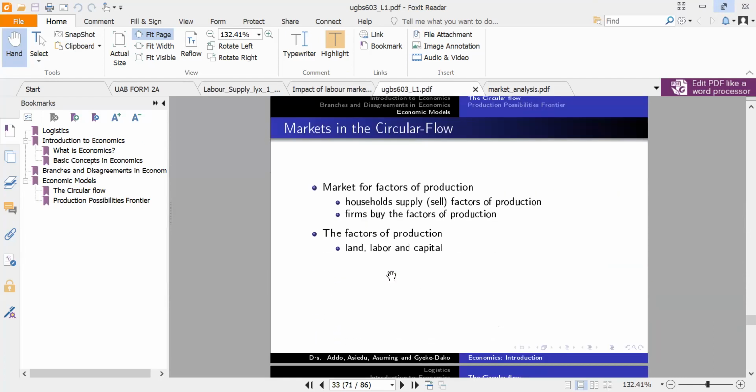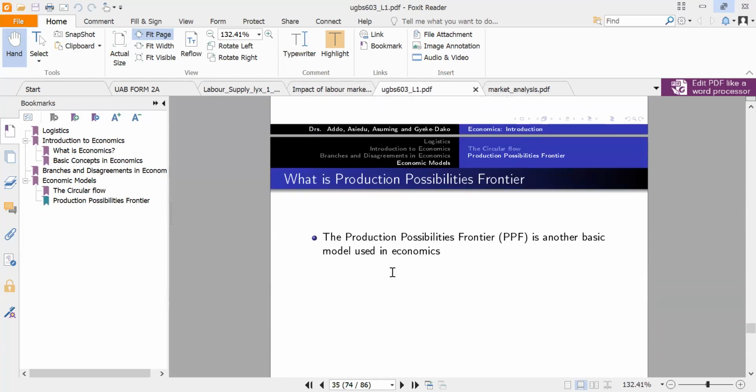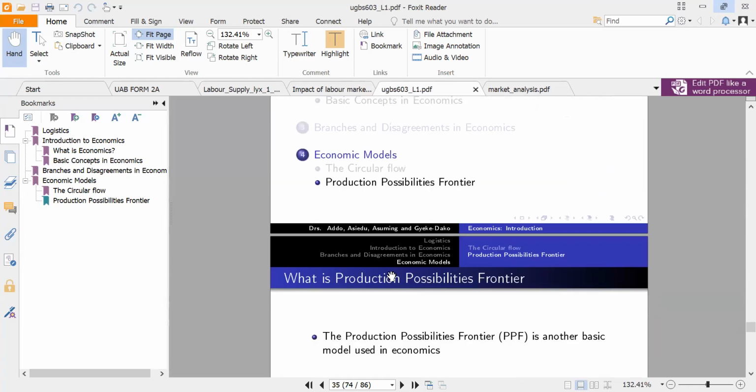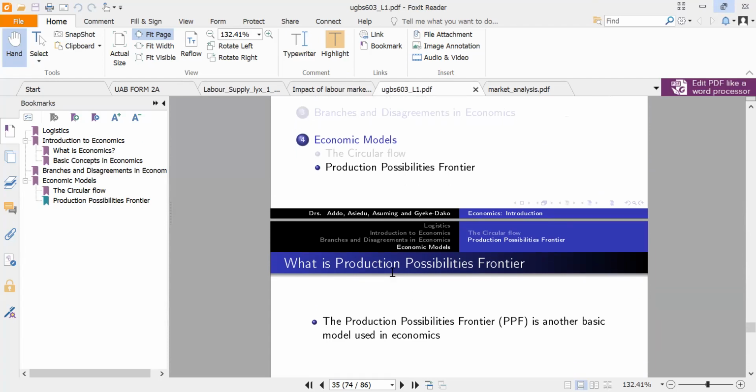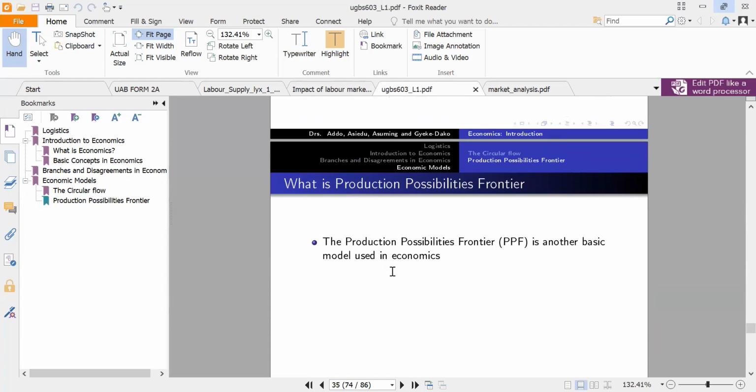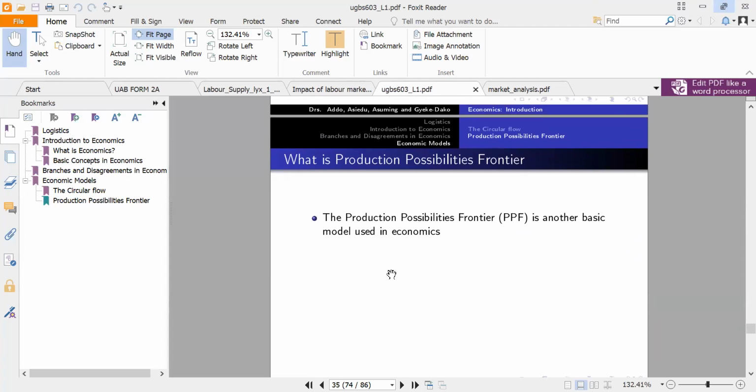I think the very last concept on this slide is the production possibility frontier. In simple terms, we call it the PPF. What is the production possibility frontier? The production possibility frontier is another basic model used in economics.